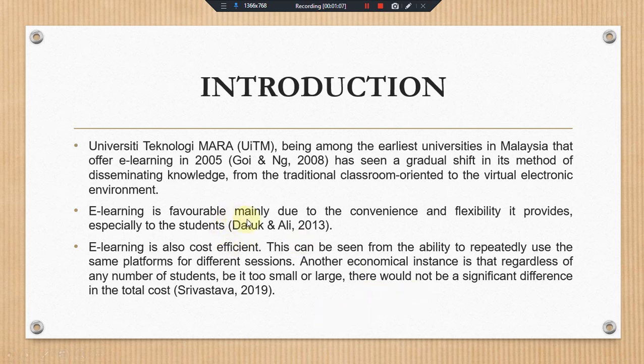E-learning is favorable mainly due to the convenience and the flexibility it provides, especially to the students. For example, the e-learning materials and resources are accessible and downloadable at any time, anywhere. They can learn at their own pace and their preferred time. E-learning is also cost efficient. This can be seen from the ability to repeatedly use the same platforms for different sessions.